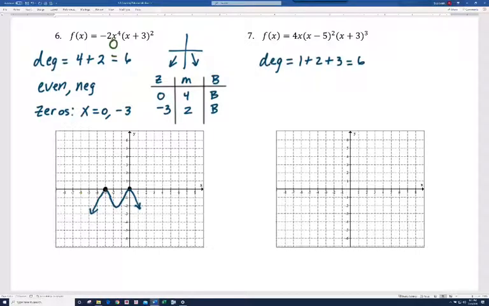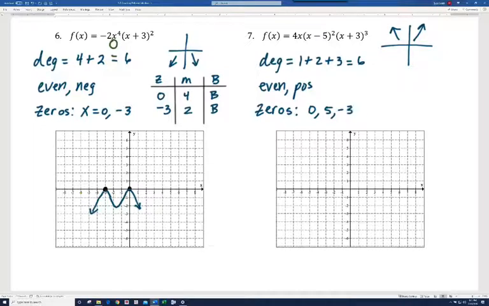And so we're even. And notice the coefficient out front is 4. And so we're positive. And so this graph's going to rise on both ends. And our zeros are going to be 0, 5, and negative 3.